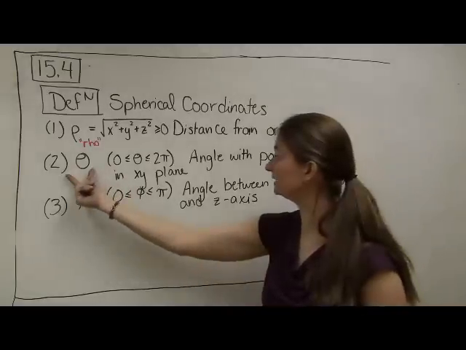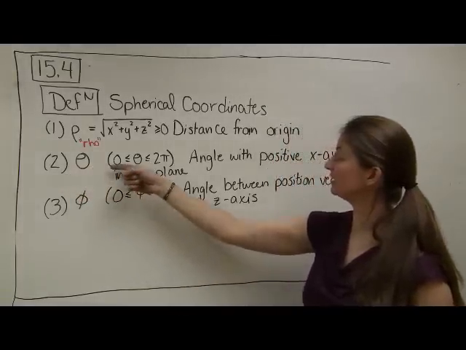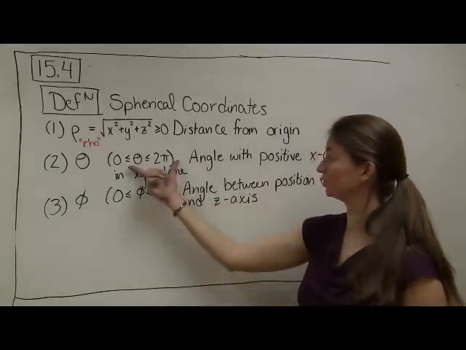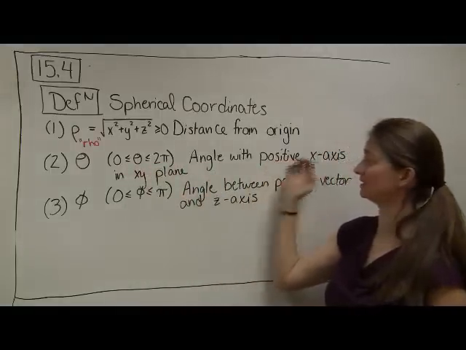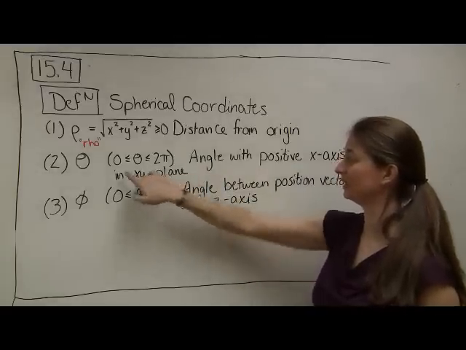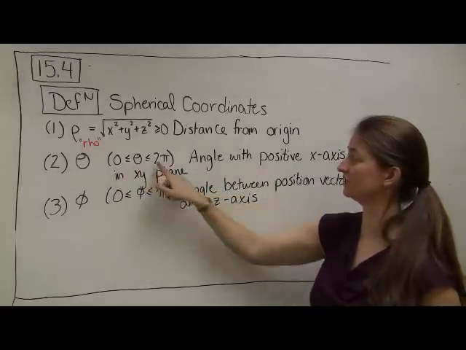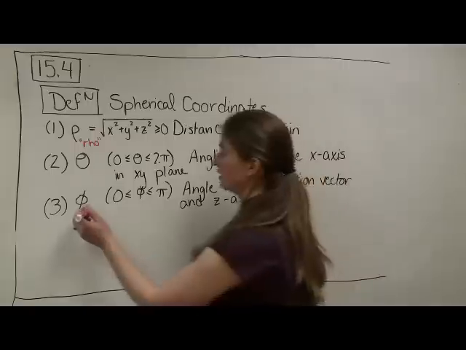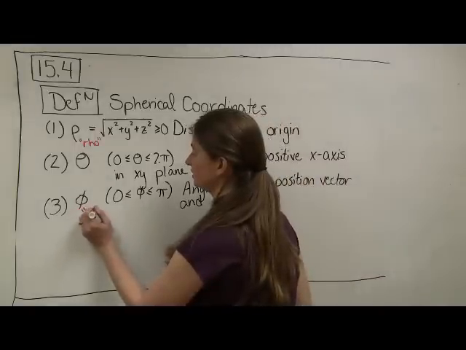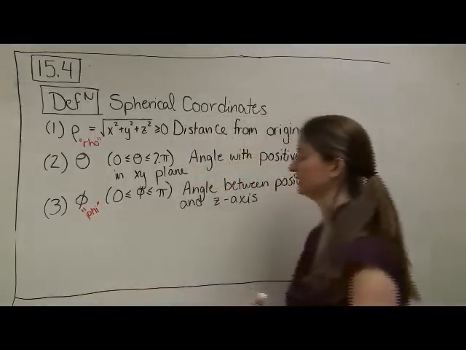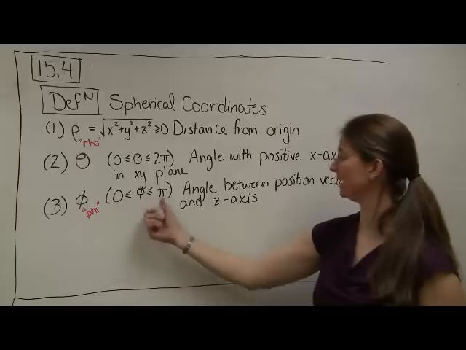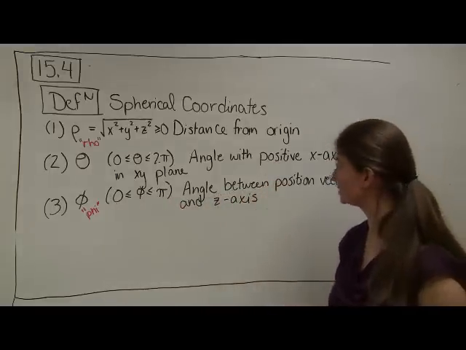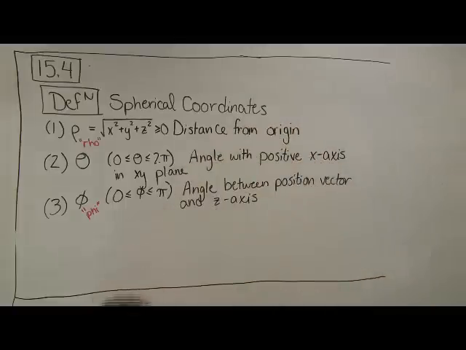And then theta, our next coordinate, is going to be exactly the same thing that it was in polar coordinates. It's the angle that you make with the positive x-axis in the xy plane. So our theta angle, again, can go from 0 to 2 pi. Our final coordinate is phi, another Greek letter. Some people call it phi. I'm going to call it phi. It goes from 0 to pi, and it's the angle that's made with the z-axis. So visually, what is going on here?